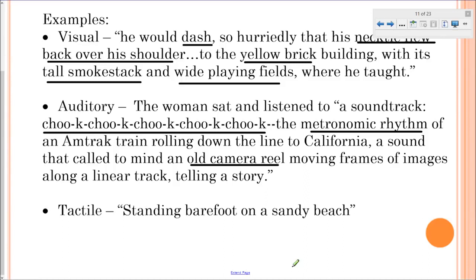And then with tactile, very simple example, but a pretty easy one: standing barefoot on a sandy beach. And there, your primary words doing the work are barefoot and sandy. And I think it's probably pretty safe to say that we've all had the sensation of having sand between our toes. And so that's our appeal to the sense of feeling. So we go from there onto irony.